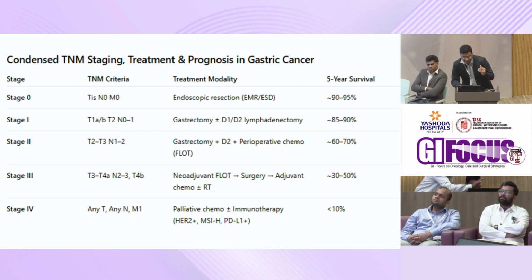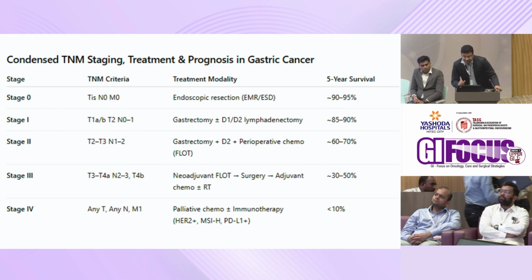The early stage, stage 0, is for endoscopic resection. You can go for EMR or ESD. Stage 1, you would go for surgery upfront. Stage 2 is where you consider perioperative chemotherapy. Stage 3 is again neoadjuvant therapy and surgery if possible, then adjuvant RT if margins are positive, and stage 4 is metastatic disease where you avoid surgery.